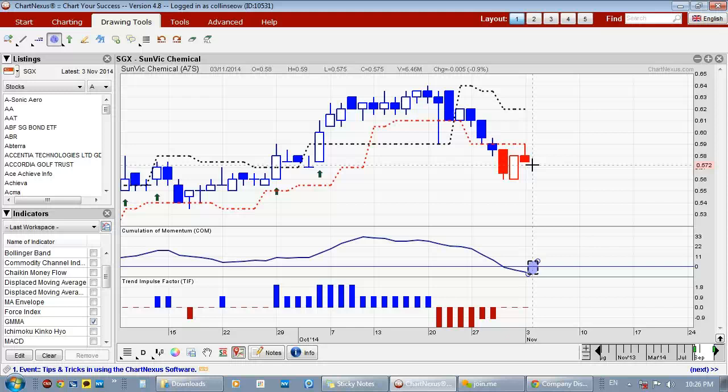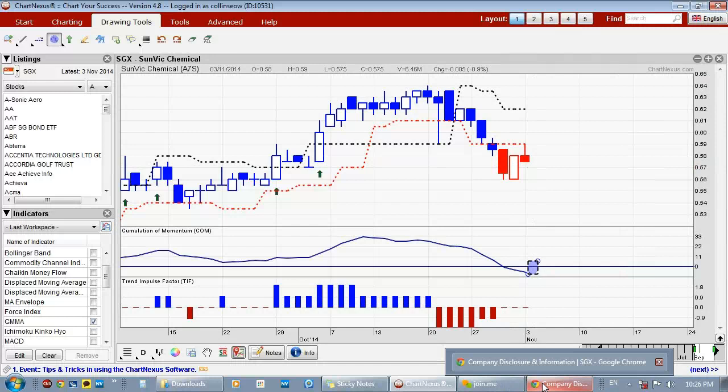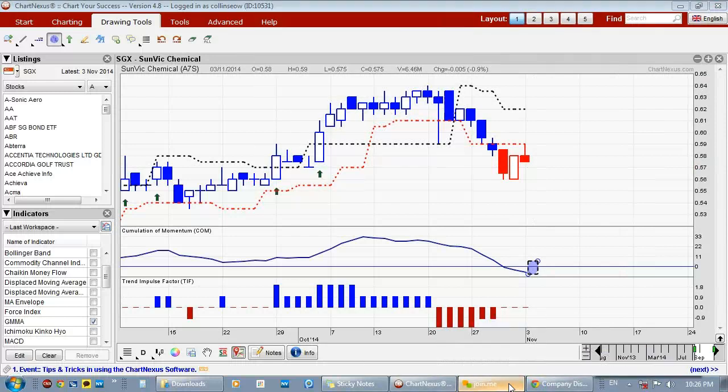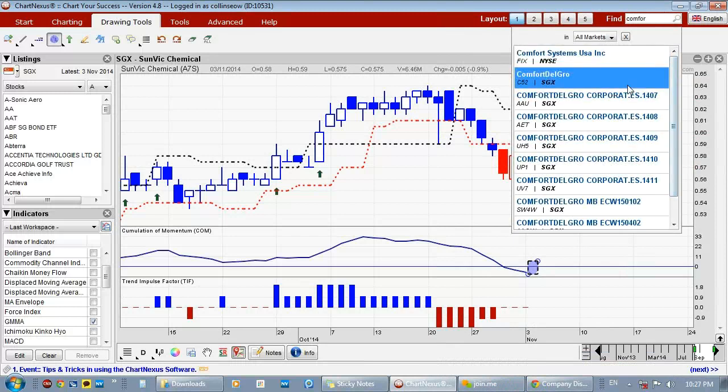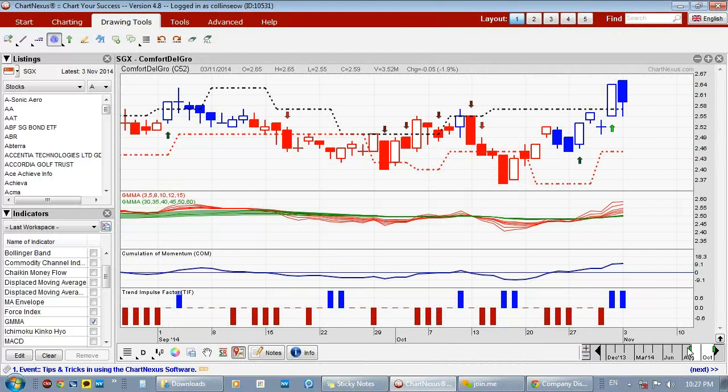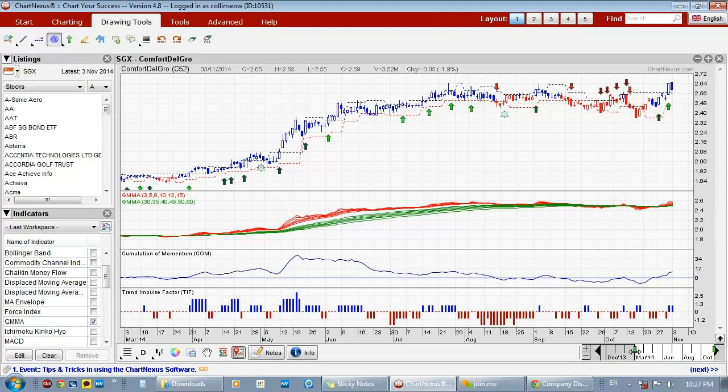Okay, so we have the last one. Any question on Sunvic? Last one we have Kelvin for ComfortDelGro. ComfortDelGro buy signal. There's some buy signal here today. Yesterday was a good arrow, right? Arrow with trend impulse.